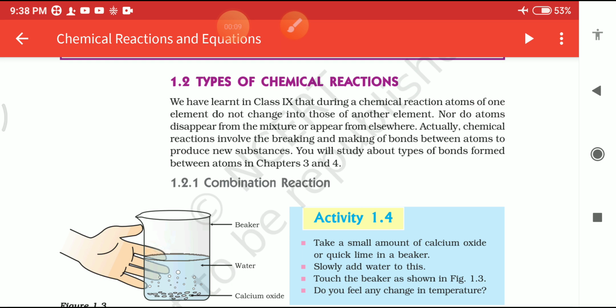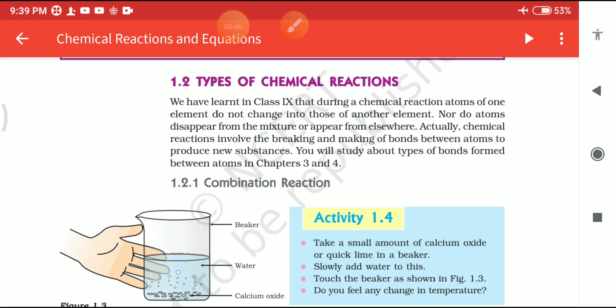Let's continue our chapter one, Chemical Reactions and Equations, of Class 10th NCERT Science. In the previous videos I have covered many topics, and in the previous video I already explained the reactivity series of metals. Now, when you have no doubts in the reactivity series of metals, you can better understand these types of chemical reactions. In this video I will explain the types of chemical reactions.